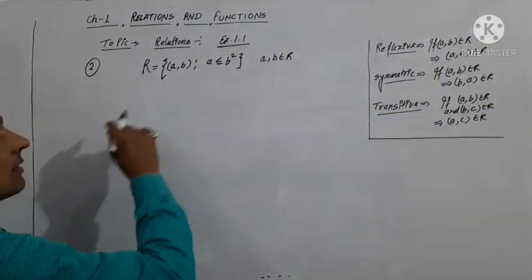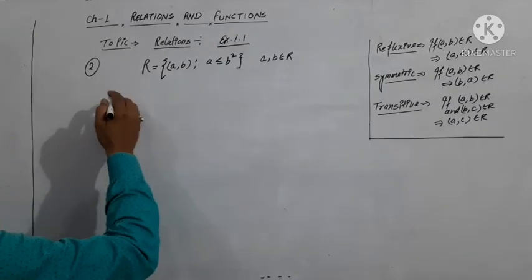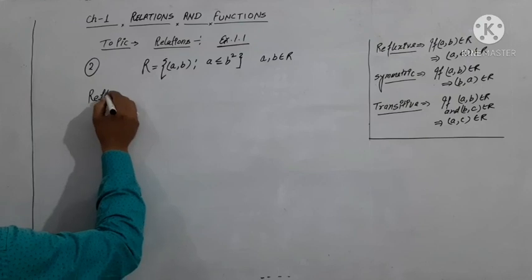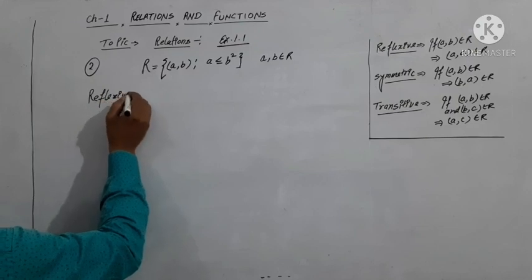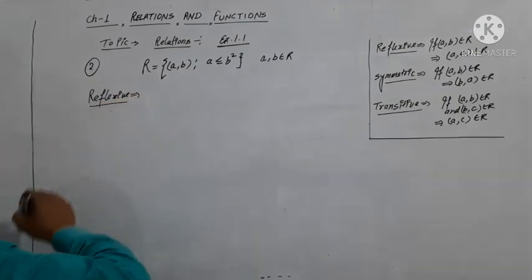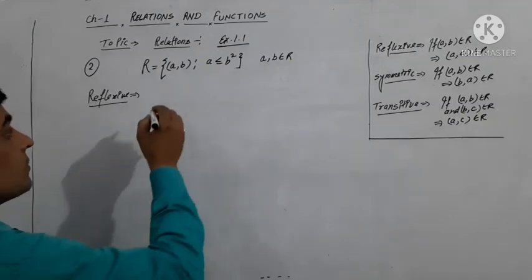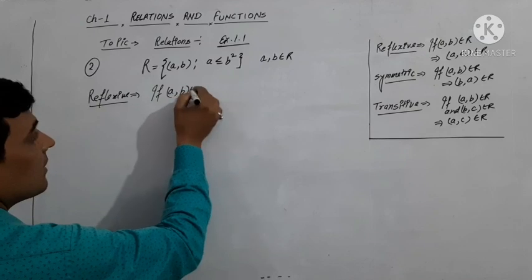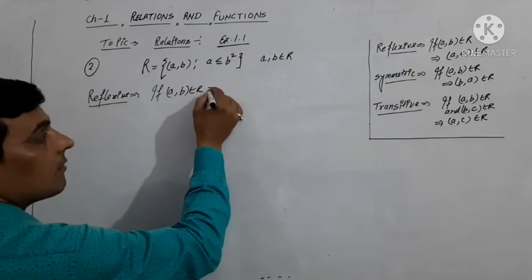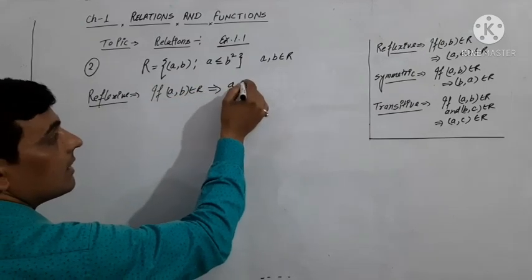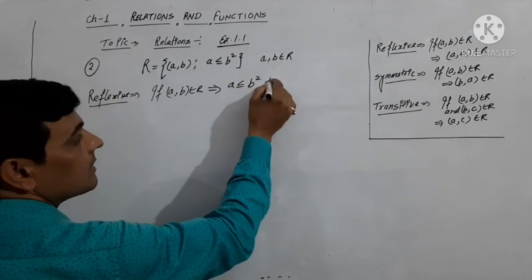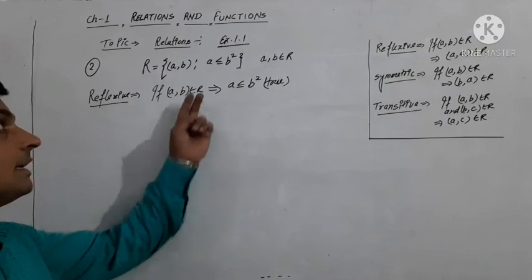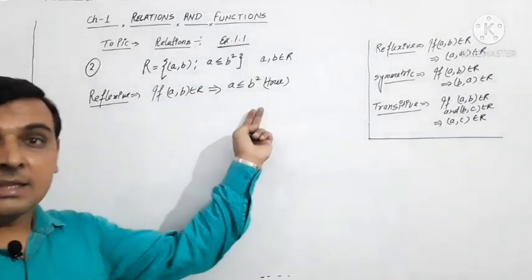Now, come to question number 2. We are checking reflexivity, that this relation is reflexive or not. So, if (a, b) belongs to R, then what is the condition? a is less than or equal to b square. This is true. Why is it true? Because it is the given condition in the question.